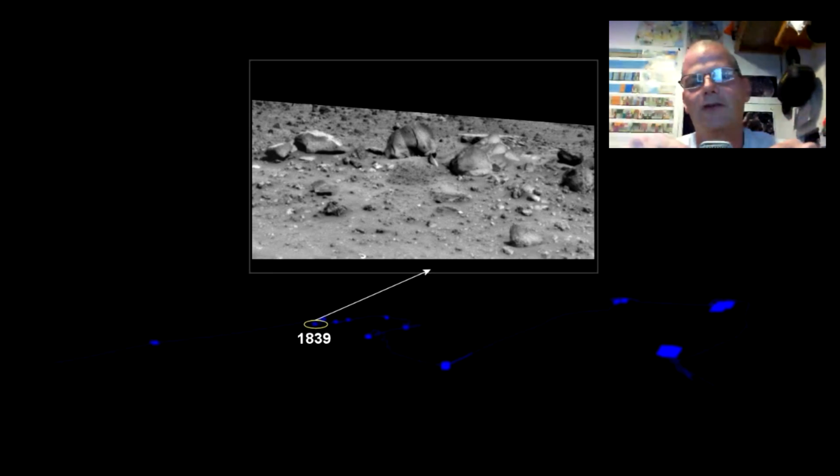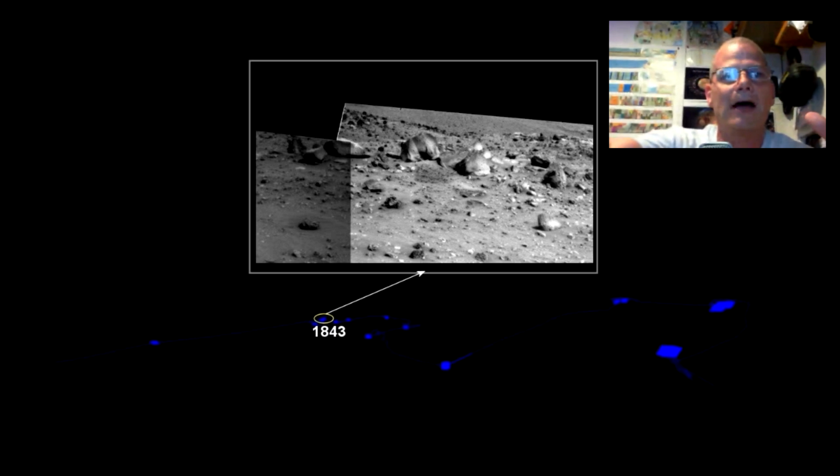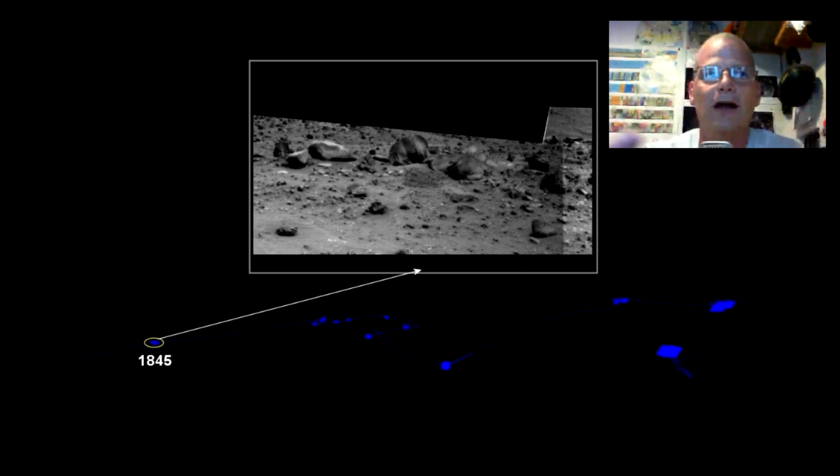So yeah, I remember this. In fact, I even laughed when I saw this. They were like, "Oh yeah, look, this rock in the background's moving." It's like, no, it's the angle of view that's moving. It's not the rock itself.